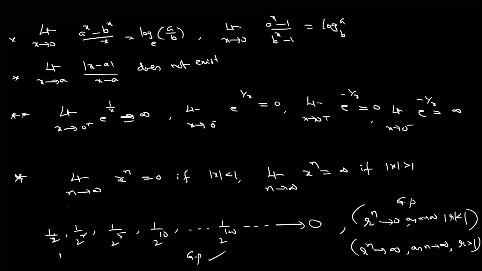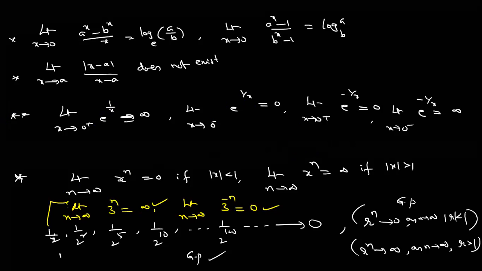Best example, I'm taking. If anybody needs, write down. Limit n tends to infinity, okay, dear students, see, 3 power n. What is the answer? Infinity. Limit n tends to infinity, 3 power minus n. What is the answer? 0. So a lot of difference is there. See carefully. 3 power minus n means 1 by 3 power n. That's why here, see what the base is. These are very, very important, dear students. So by practicing only, you can easily understand.